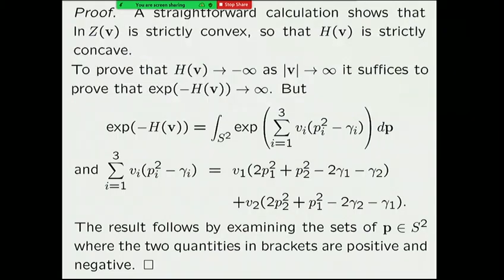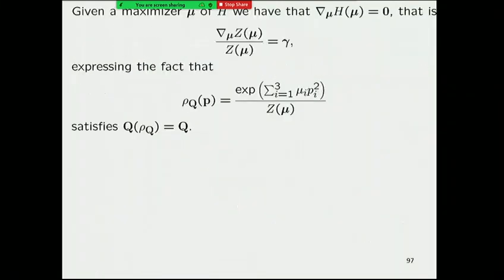Okay. Right, now given a maximizer mu of h, you have that its derivative at the maximizer is 0, and that turns out to be exactly this equation which we had before in the theorem, and that expresses the fact that the q tensor corresponding to rho sub q is indeed q.